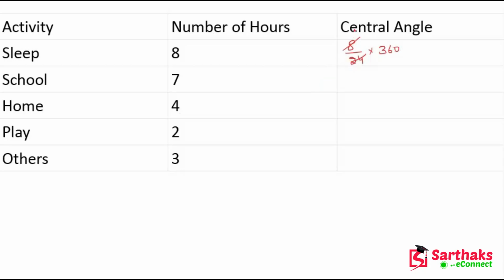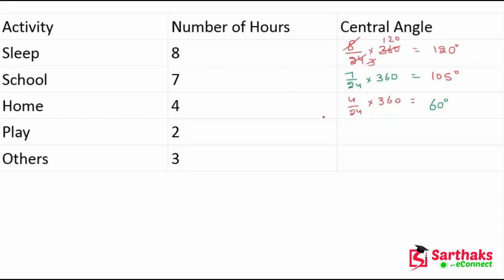Now 24 can be divided by 8 three times, and 360 divided by 3 is 120. So we get 120 degrees. Now the central angle for school: 7 upon 24 multiplied by 360 degrees. After solving this, we get 105 degrees. Now for home, 4 upon 24 into 360 degrees. After solving this, we get 60 degrees.